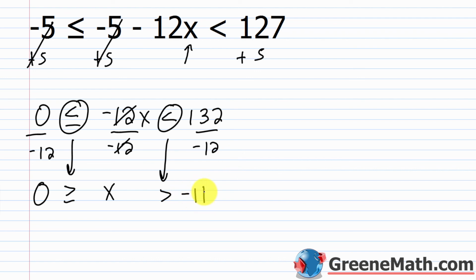So I'm going to rewrite this in the order of the number line. So x is greater than negative 11. So I'm going to put negative 11 here, and x is greater than that. And x is less than or equal to 0. So x is greater than negative 11, and x is less than or equal to 0.